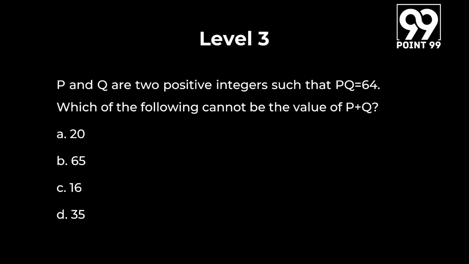Coming to level 3. Now we are talking about positive integers, so there is more complexity involved. There are cases that are there. PQ is equal to 64. Which of the following cannot be the value of P plus Q? And P and Q are positive integers.